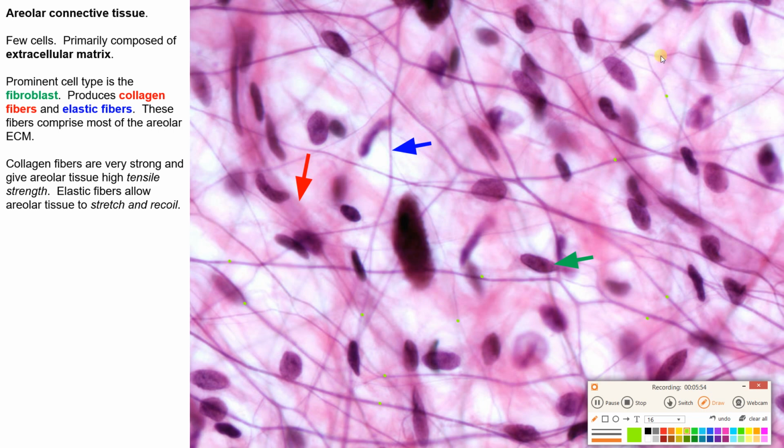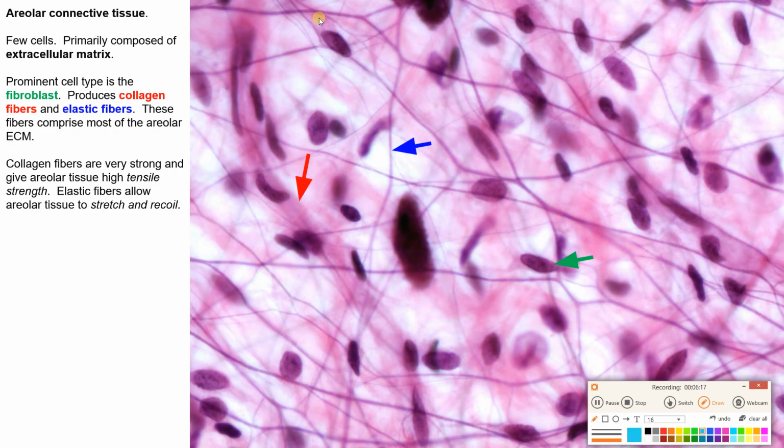So many elastic fibers here. And by the way, if you see elastic fibers, that is your clue that you are looking at areolar connective tissue. Now, elastic fibers are not the only fiber we've got here. I've got some other bigger, blurrier, more pinkish fibers.